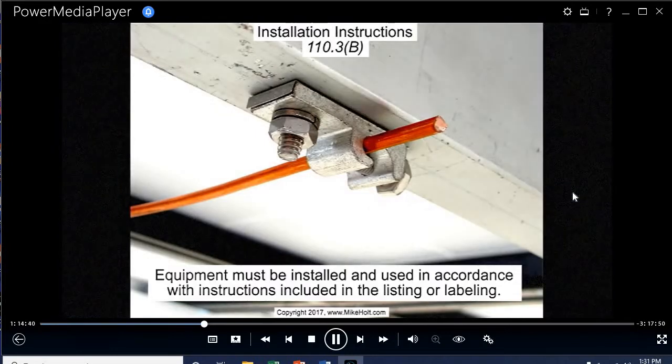When you get a box and you open it all up and it has all these instructions, that doesn't mean you have to comply with any of those at all. Because what you don't know is, read the rule again. Look at the graphic. Equipment must be installed and used in accordance with instructions included in the listing or labeling. In other words, when the manufacturer submitted products, they submitted instructions to UL, or the listing agency. They then approved those instructions.